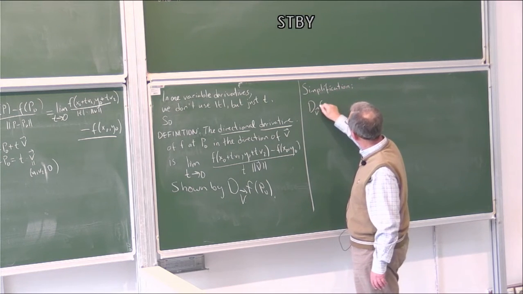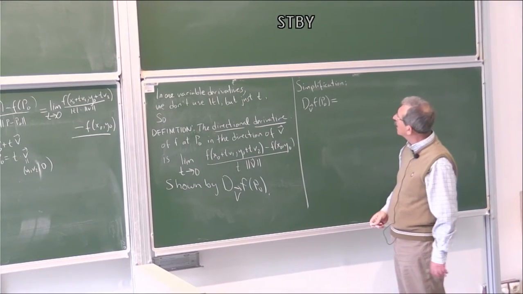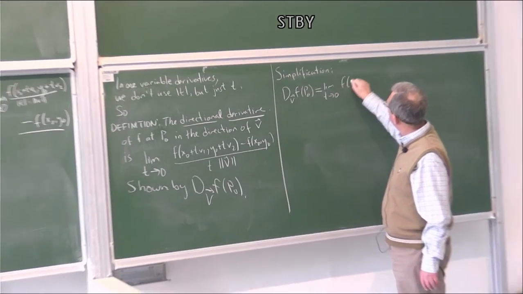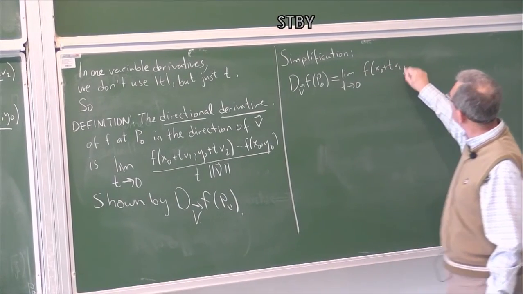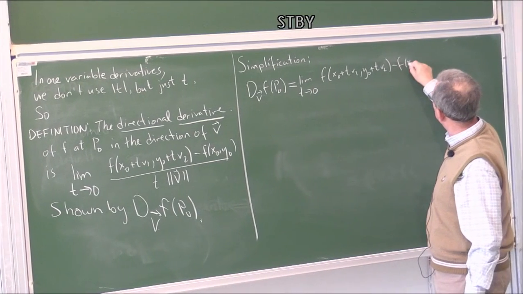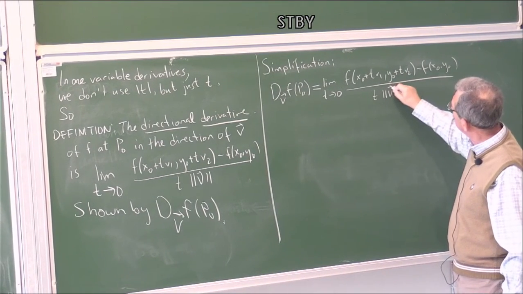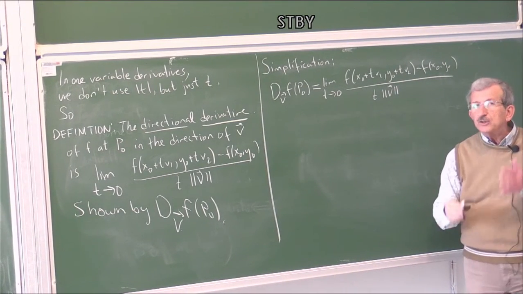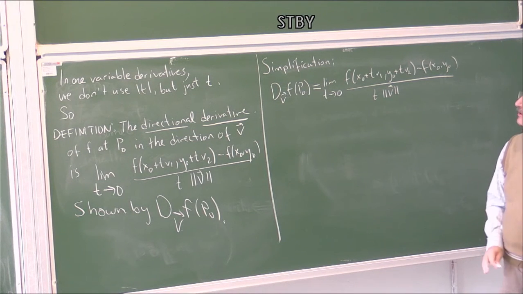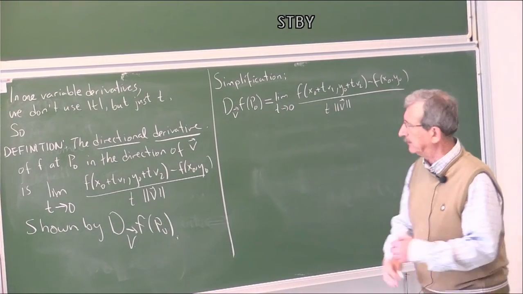Now dvf at p0, recall, is this limit. Okay. Now in this, let me write it maybe. The limit as t goes to 0 of f of x0 plus t v1, y0 plus t v2, minus f of x0, y0, divided by t times the length of v. Here it's implicitly assumed, of course, that v is not the zero vector. If it is, there's no point in all this derivative directly. There is no direction specified by it.